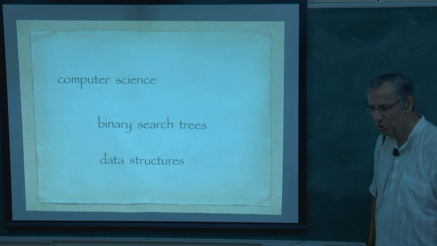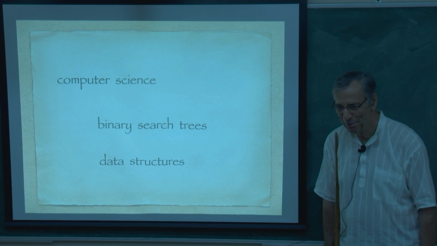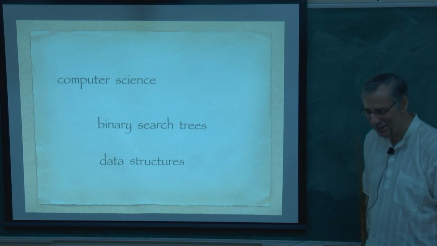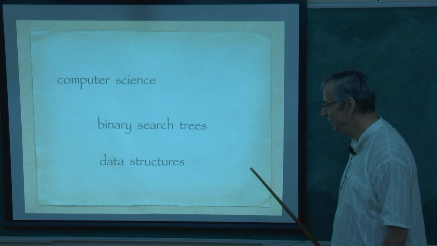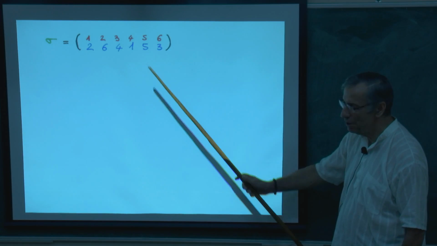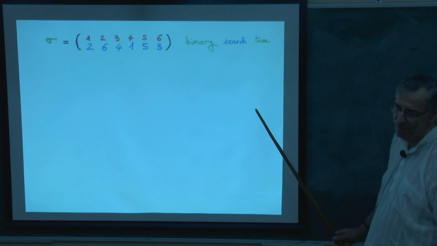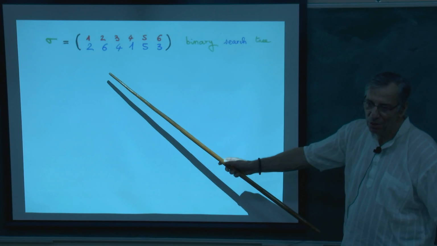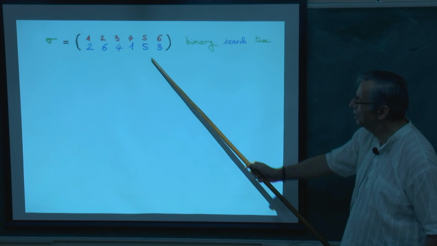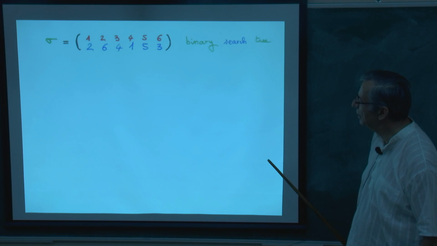So now let's do a little data structure and computer science. Last time we had a glimpse of control theory, but now binary search trees. When you have a permutation, you can define the binary search tree. In fact, it's defined for any word, not only permutations. It's better to work at the beginning with distinct letters. And the binary search tree is the following.